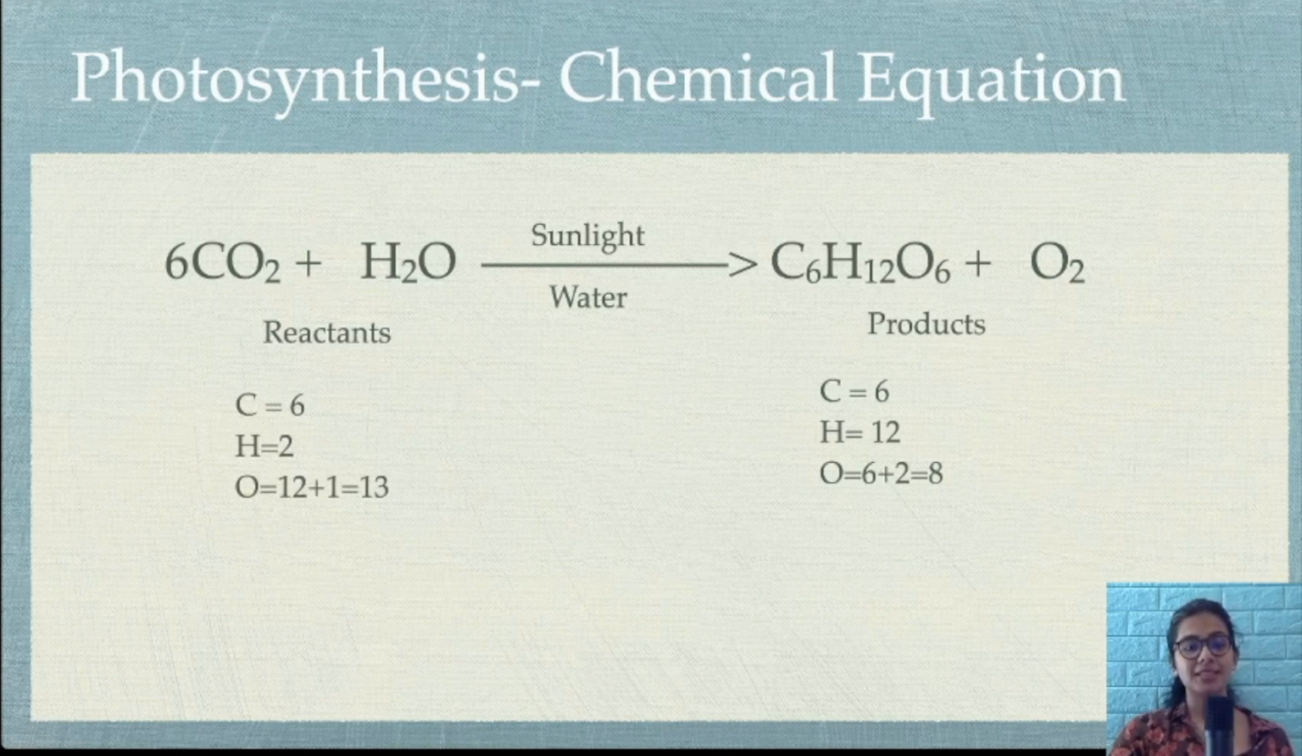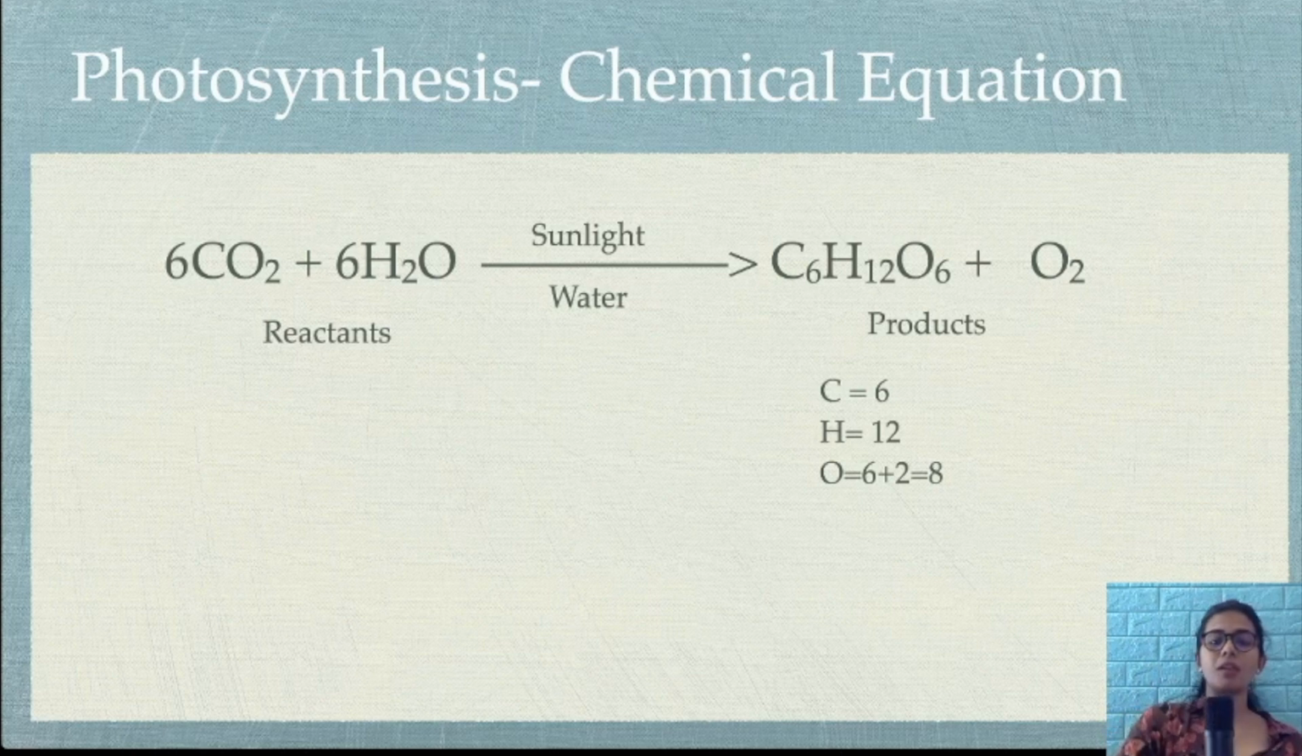So that gets balanced. Now let's check hydrogen atoms. There are 2 hydrogen atoms on the left hand side and 12 on the right hand side. So 12 divided by 2 is 6. If we put 6 in front of the water, how does it change the number of hydrogen atoms? It becomes 12, right? 6 twos are 12. So we see here that the carbon and hydrogen atoms have been balanced.